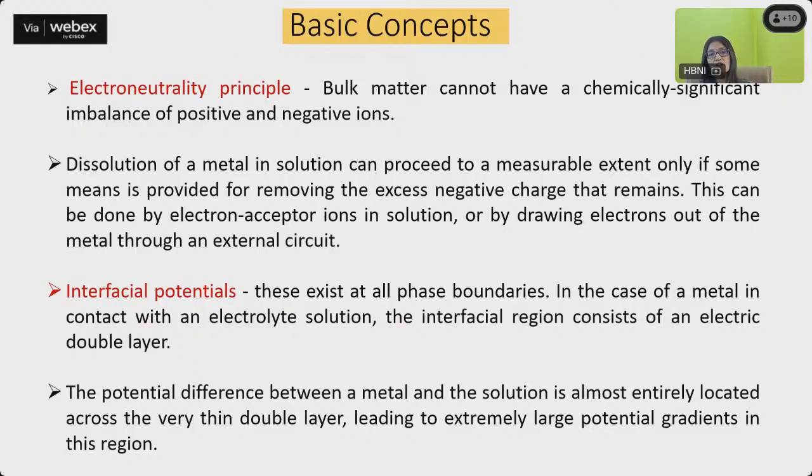Now there is another important term, which is interfacial potential. As the name suggests, there are interfaces, so this is going to exist at all the phase boundaries. In case you have a metal electrode in contact with an electrolyte solution, the interfacial region will consist of an electric double layer. The potential difference between a metal and the solution is almost entirely located across this very thin double layer, and it leads to extremely large potential gradients in this particular region. So this is interfacial potential.